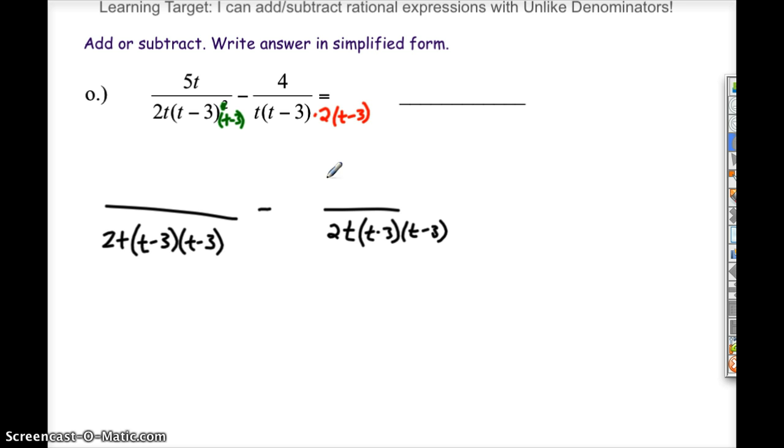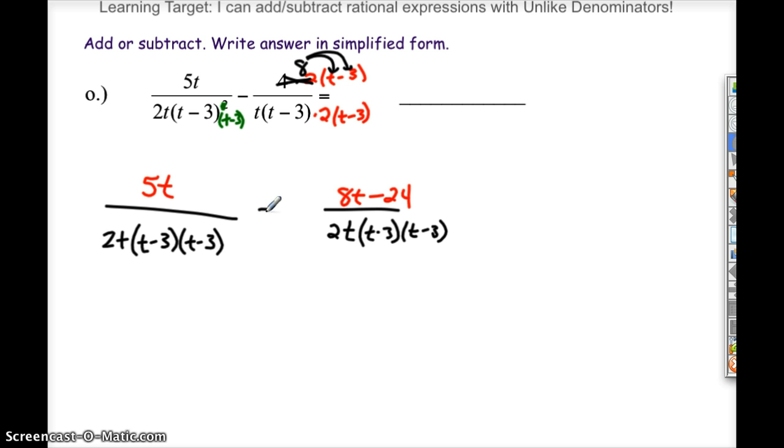So we're going to multiply this in the red on top and bottom. Now, one thing you might want to consider real quick: this is a 4 times a 2. So it's probably easiest to think of this as an 8 that you're going to distribute. Okay? So we would have 8t minus 24. And this first fraction didn't change, so we're just going to keep 5t.